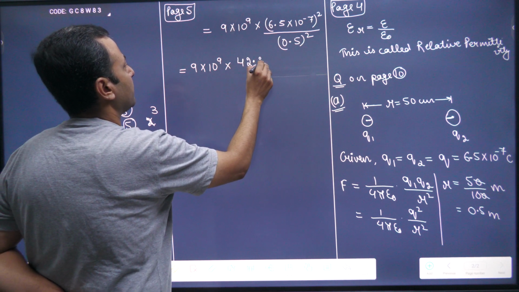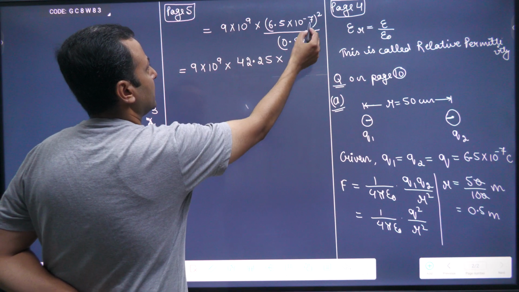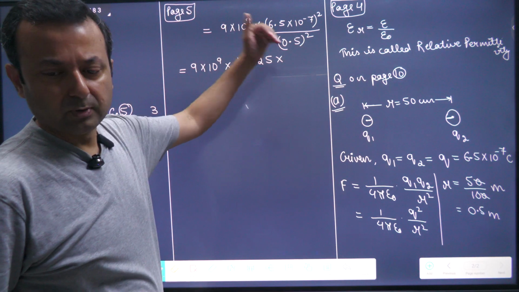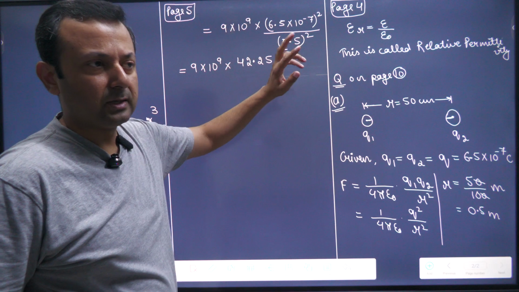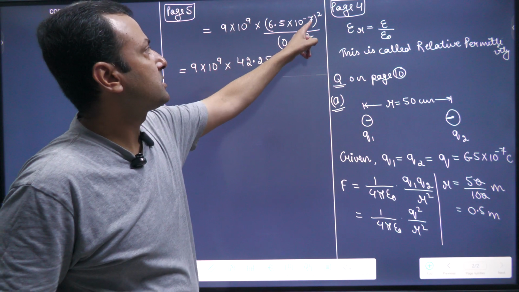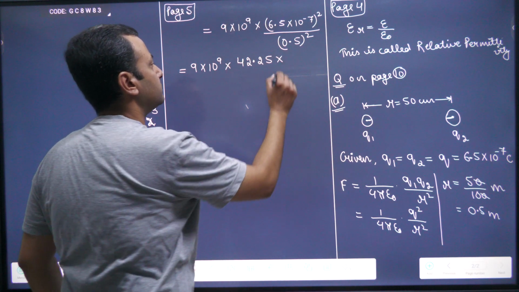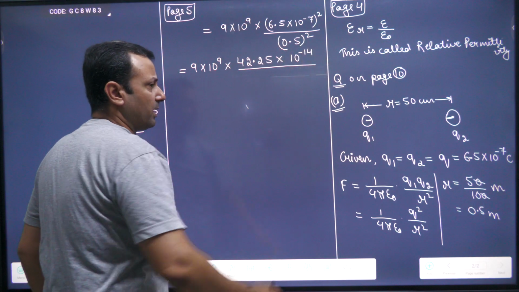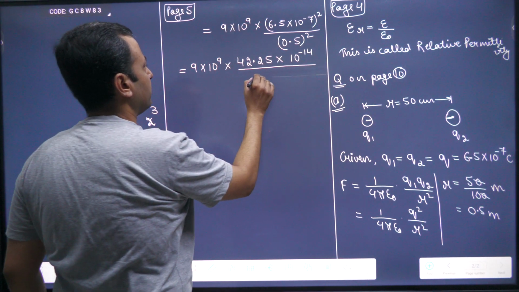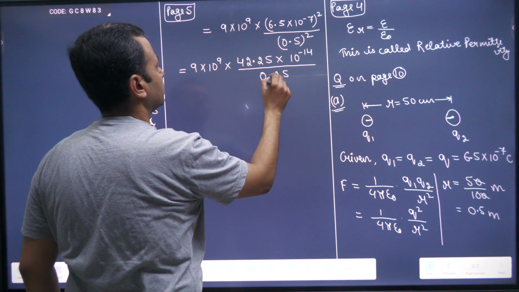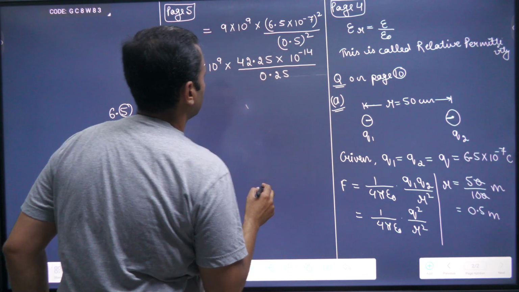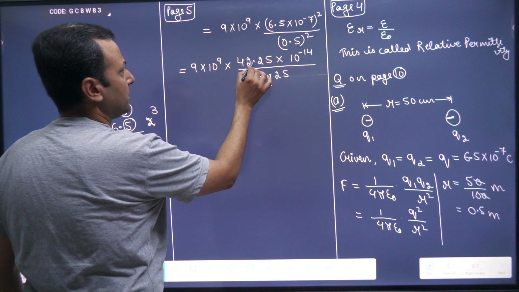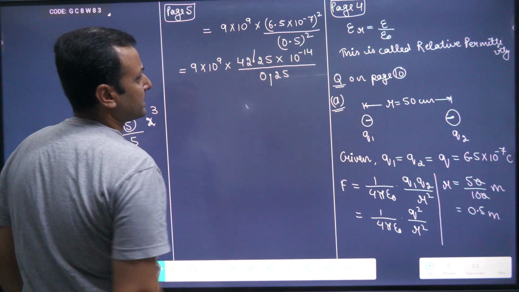So 42.25. Now 10 to the power minus 7 whole square. Whenever we have power to the power, both the powers get multiplied. Minus 7 multiplied by 2 is minus 14. Now, what is the square of 0.5? The square of 0.5 will be 0.25. Here we have two digits after the decimal, and here also we have two digits after the decimal. Let's cancel both of them.